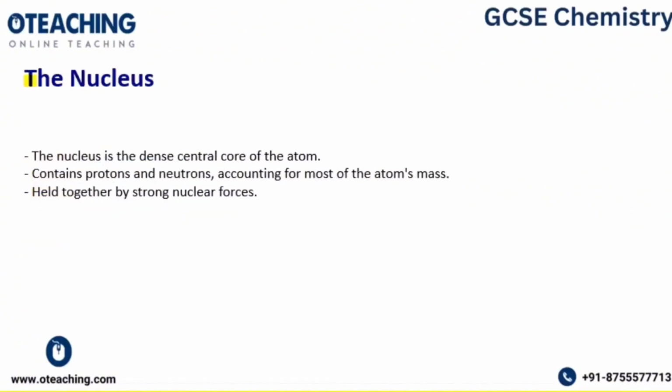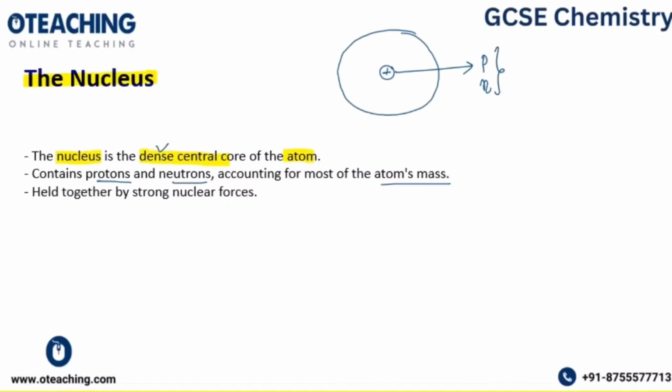The next is the nucleus. The nucleus is the dense central core of the atom. For example, if this is an atom, this would be the nucleus, which is present at the center, and it is dense. Why is it dense? Because it contains protons and neutrons, accounting for most of the atom's mass. These two subatomic particles account for the atom's mass.